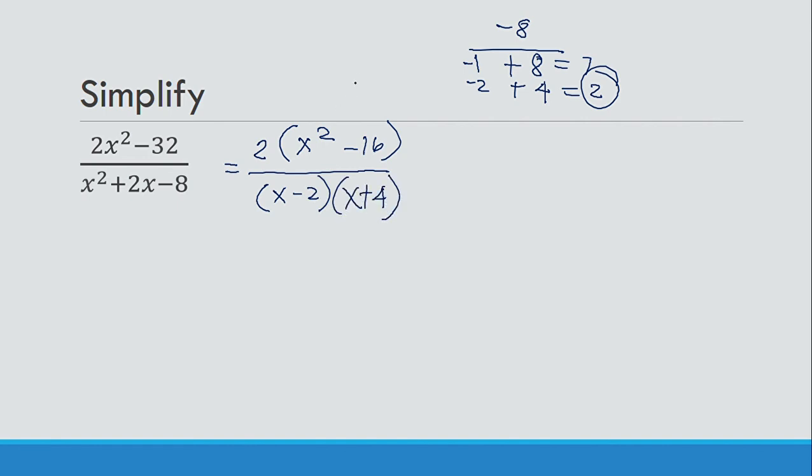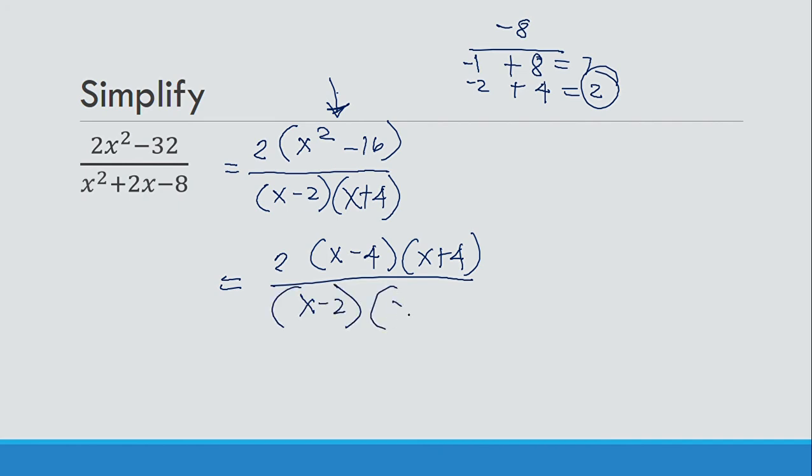Okay, now notice on the numerator's second factor, this can still be factored. So we have to factor it completely. We start with 2, copying 2, and x squared minus 16. X squared and 16 are perfect squares, so we are to use the difference of two perfect squares. We factor this one as x minus 4 and x plus 4, and writing along with it the denominator, which is x minus 2 and x plus 4.